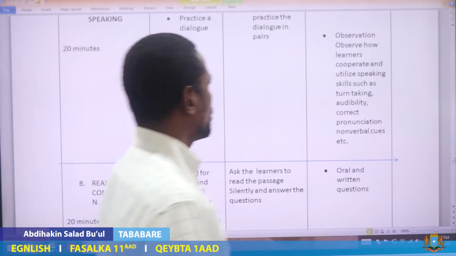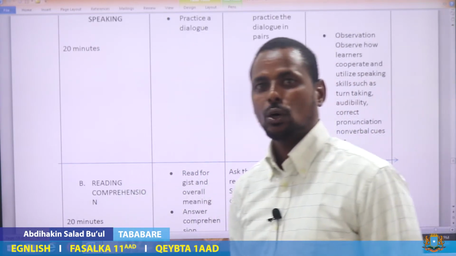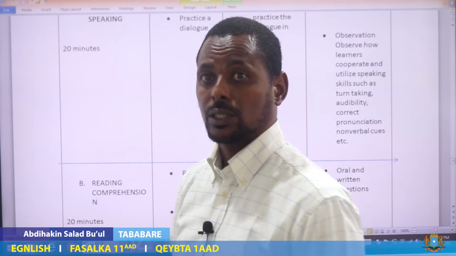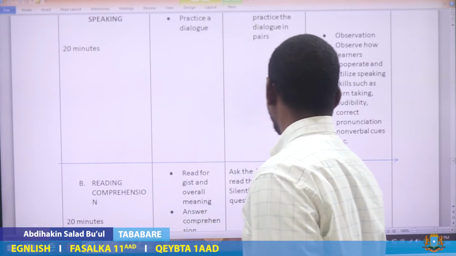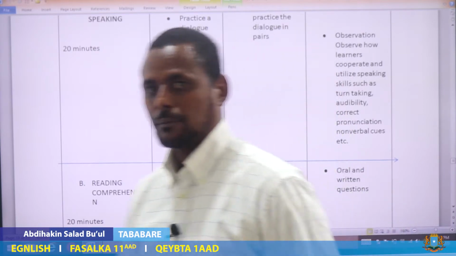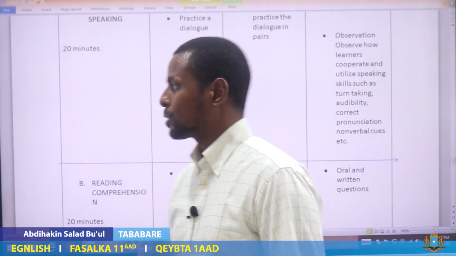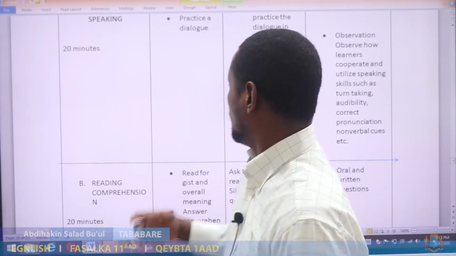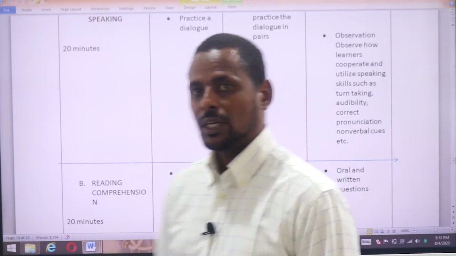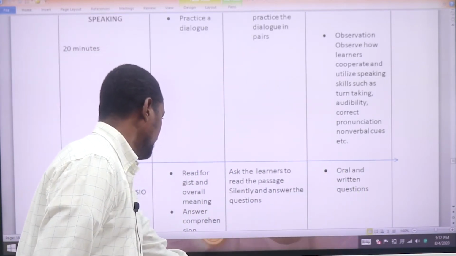Observation. Observe how learners cooperate and utilize speaking. How do they cooperate between them? How do they utilize speaking? Are they audible? Does the student pronounce words correctly? Does he or she use his or her turn-taking ability effectively as required?